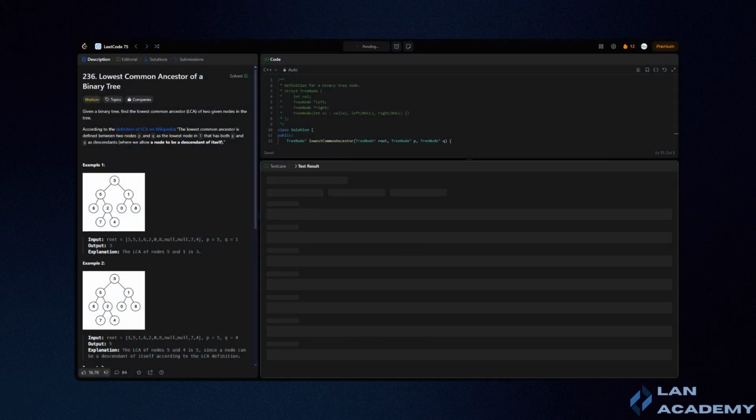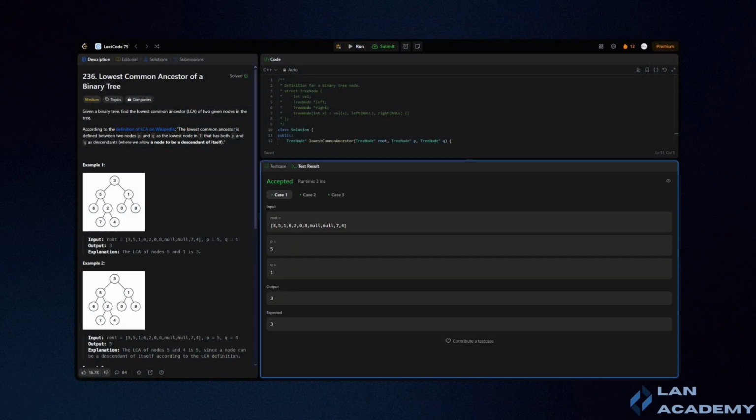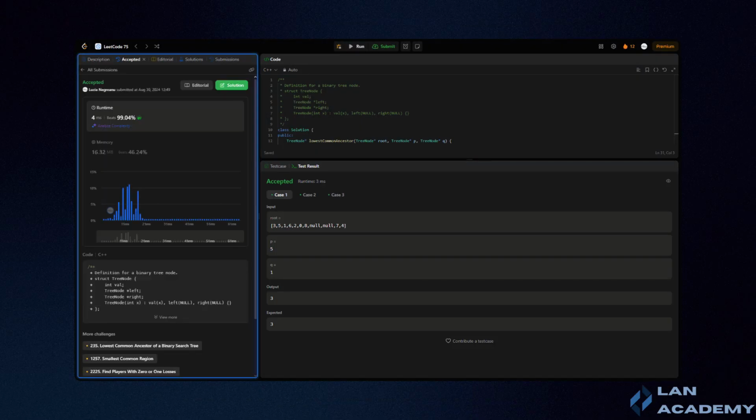Now, let's test this algorithm to make sure it works. Remember, there are many ways to implement an algorithm, and trying out different ideas is always a good practice.